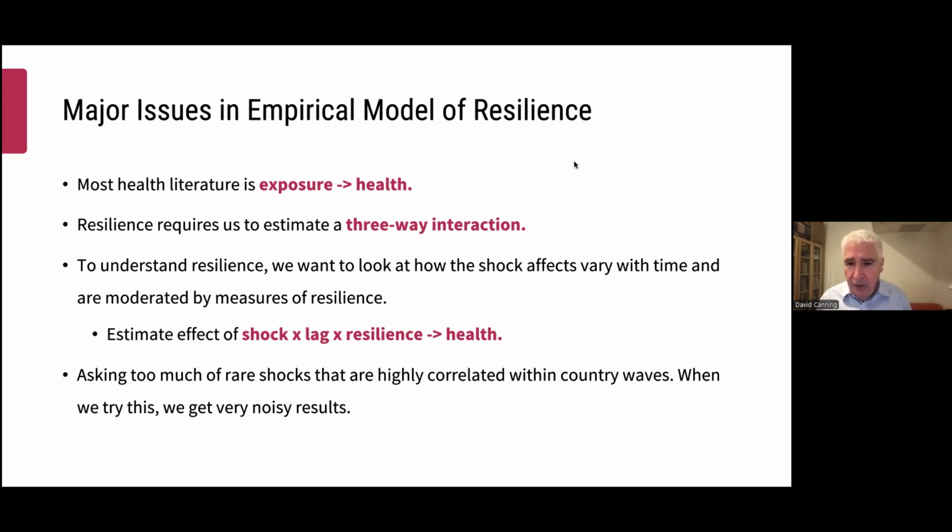But estimating three-way interactions is intrinsically difficult. And that's really difficult if the shocks are rare and highly correlated. They're sparse. And that gives us very noisy results. And so I think that we basically found that the repeated cross-section approach is theoretically possible, but incredibly difficult to do given the data structure. Next slide.